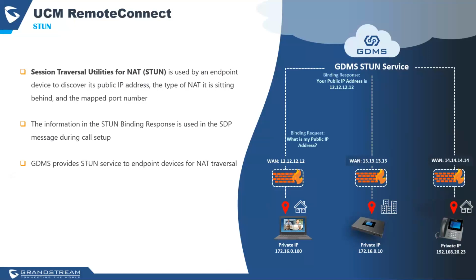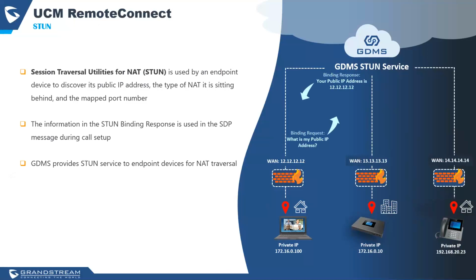GDMS already provides that service, and when you add the UCM 6300 to your GDMS account, GDMS will automatically provision the UCM with the GDMS STUN service URL. So if we look at the image, it explains how that works.